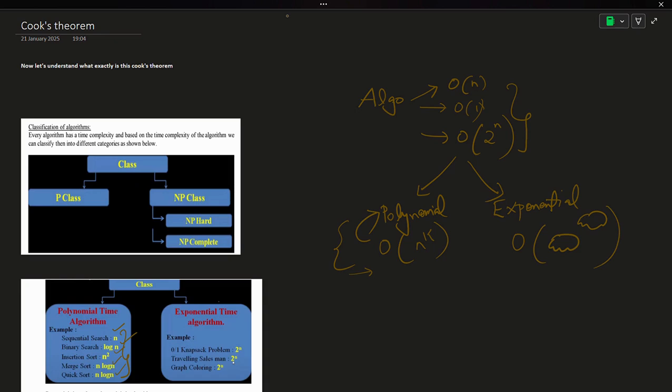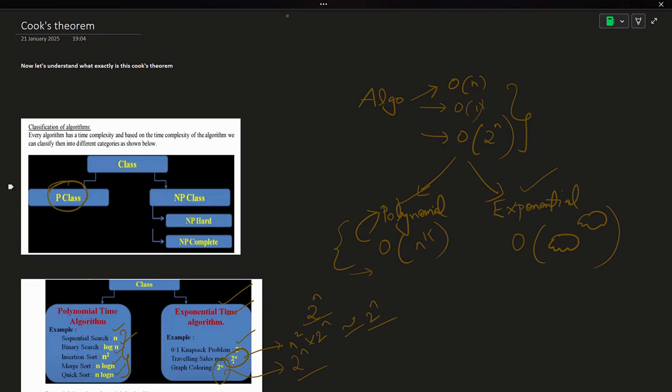But when it comes to exponential time algorithms, as you can see, 0, 1 knapsack, which takes 2 to the power of n. Traveling salesman, this is not exactly 2 power n, it is n square into 2 power n, but it can be reduced to 2 power n. And graph coloring problem, which also takes 2 to the power of n time. Now you have understood what are polynomial time complexity algorithms, what are exponential algorithms. Now we'll see the two important classes.